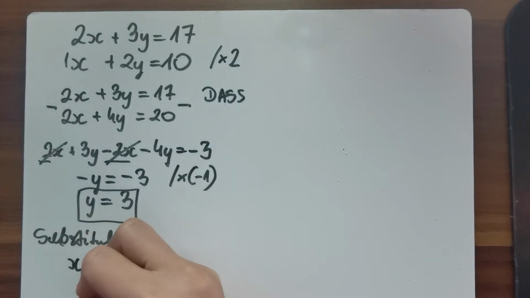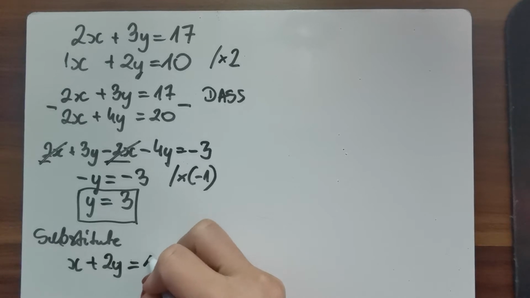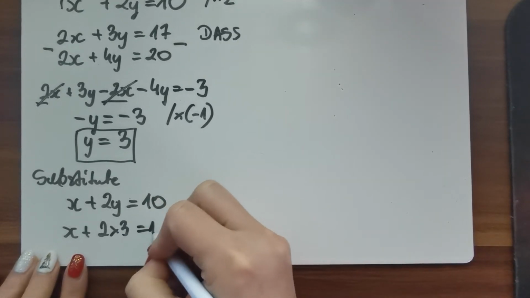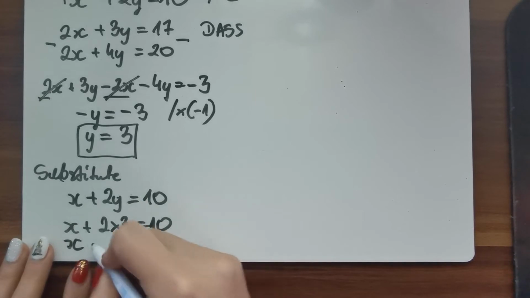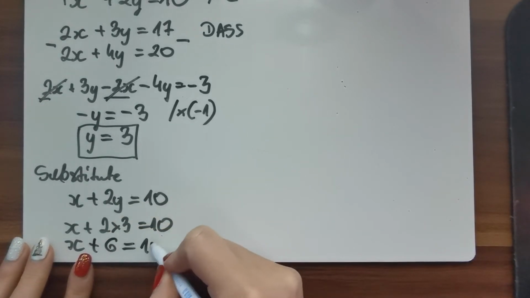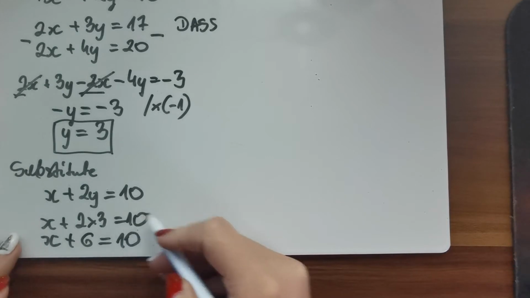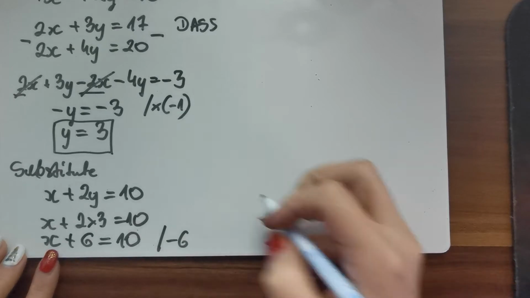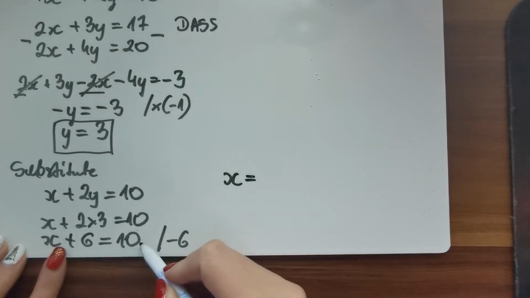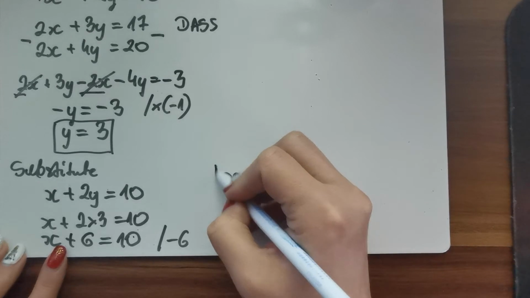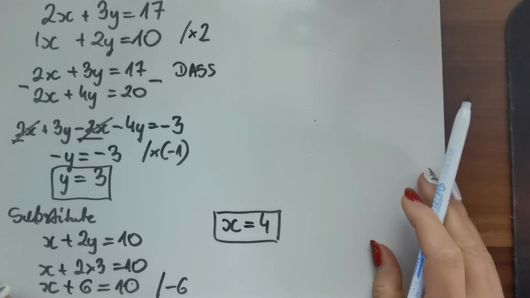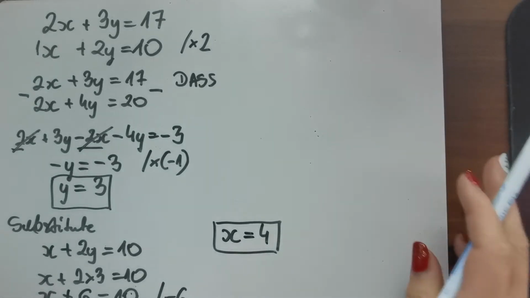So the original equation was x plus 2y is equal to 10. So x plus 2 times 3 must be equal to 10. So x plus 6 is equal to 10. So I need to subtract 6 from both sides to balance the equation, and I will get x is equal to 10 take away 6, 4. So x equal to 4 and y equal to 3 will be the solution of our simultaneous equations.